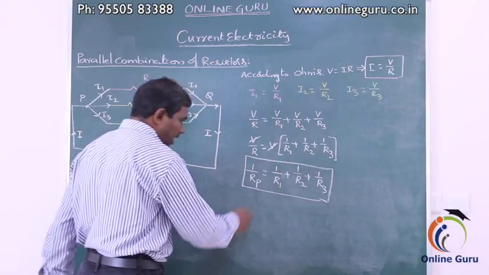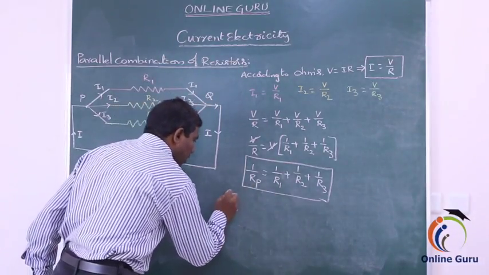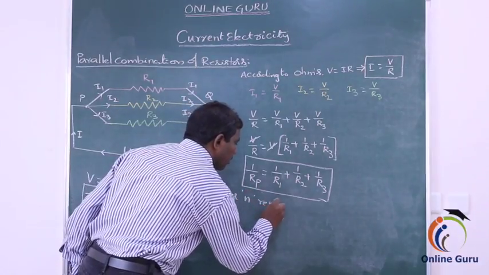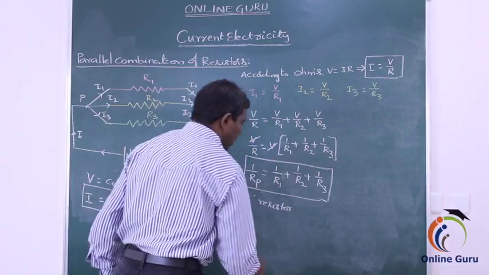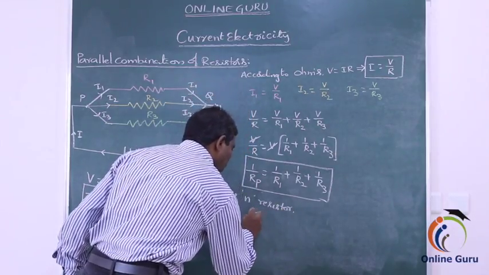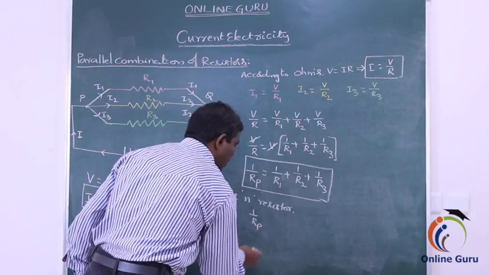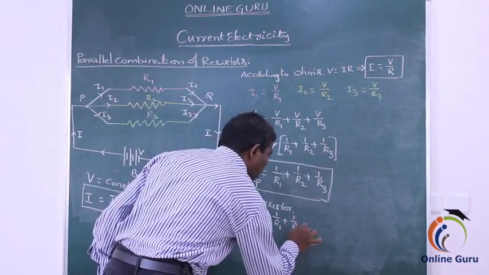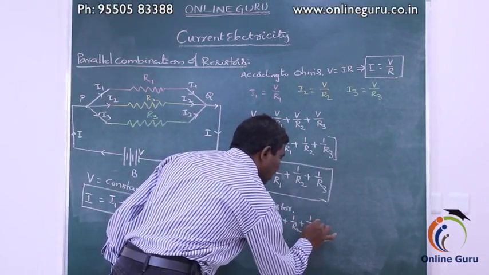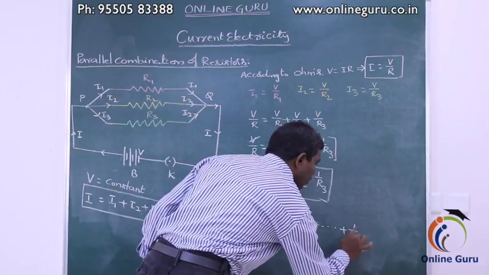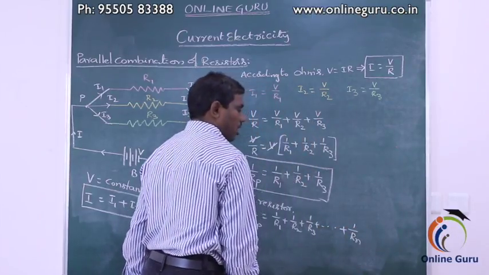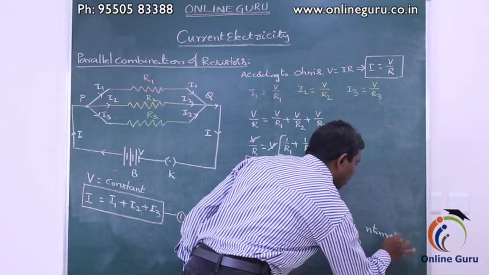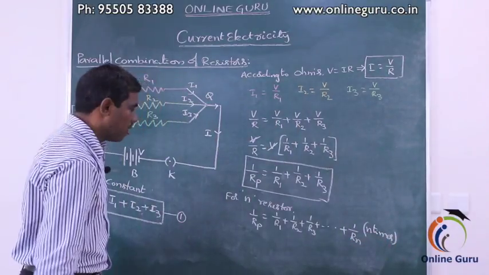Those n resistors can be connected in a parallel combination. For n resistors in parallel combination, 1/Rp is equal to 1/R1 plus 1/R2 plus 1/R3 plus and so on plus 1/Rn. So this is n terms, because we can take n resistors in a parallel combination.